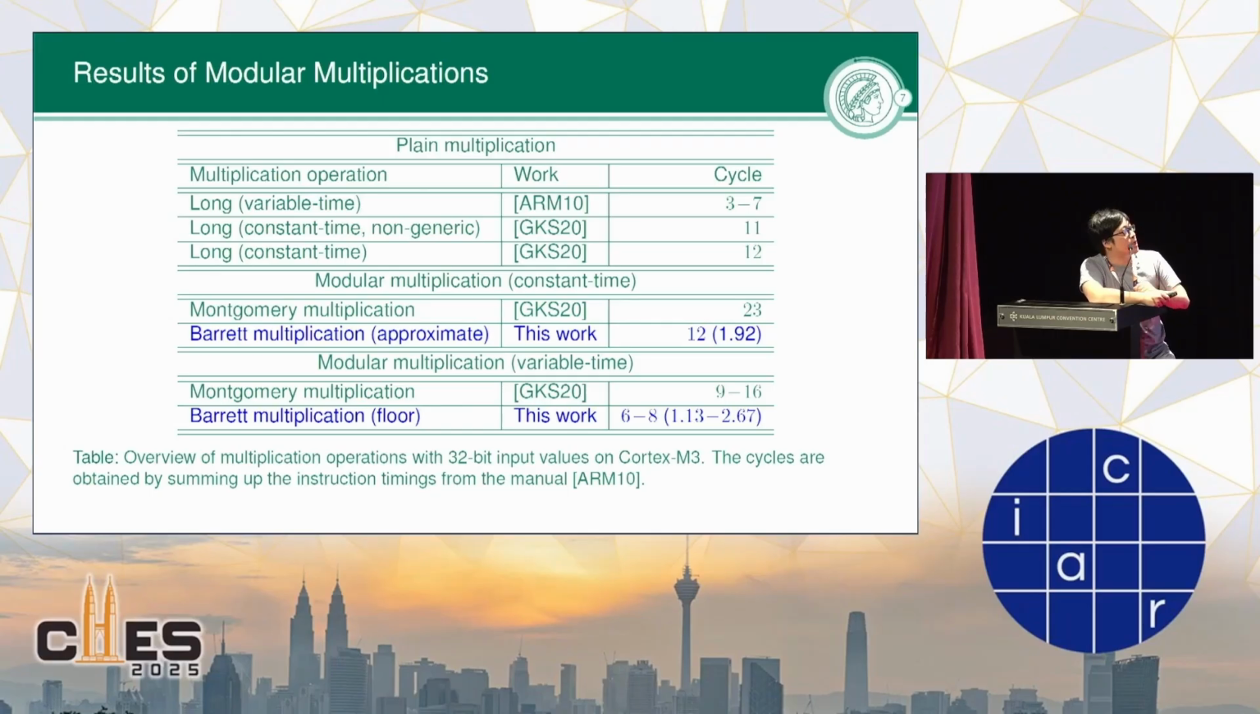Such differences immediately translate into the supremacy of our generalized Barrett multiplication with approximation. Our generalization outperforms the prior modular multiplication on the platform, which is Montgomery multiplication, by a factor of 1.92. As for the variable-time computation for the signature verifications, we also improve the overall performance, as the variable-time long multiplication is a bit slow.